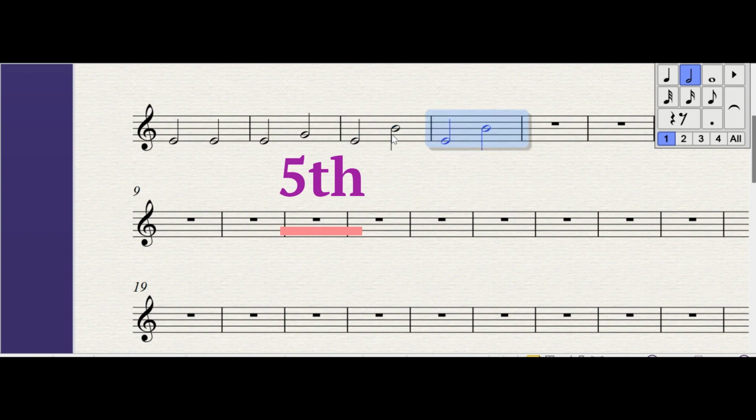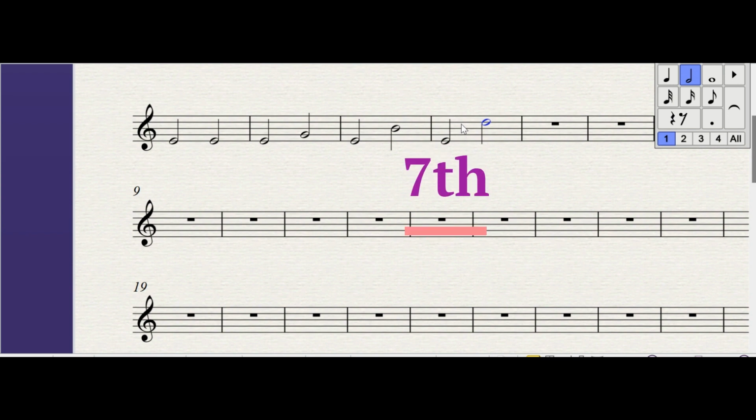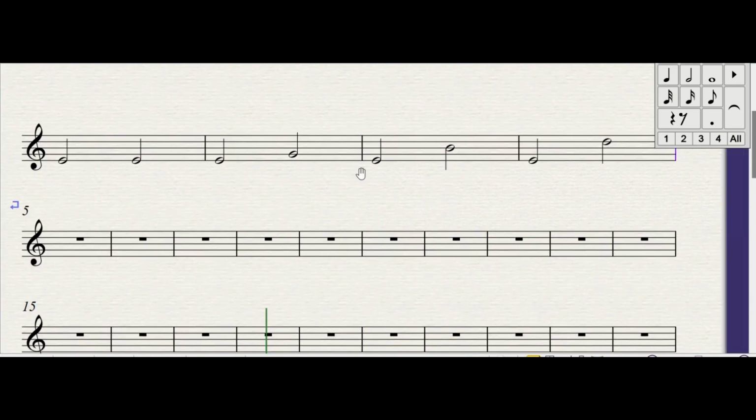And let's do one more from this line to the next line. 1, space 2, line 3, space 4, 5, 6, 7. This is an interval of a 7. So right now we are just quantifying the intervals.